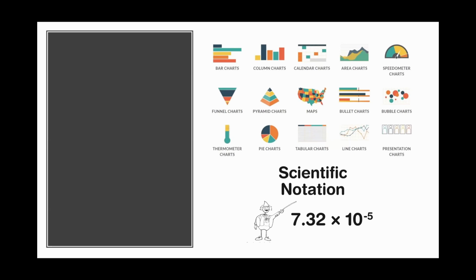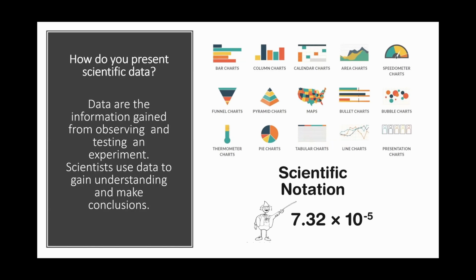So data are the information gained from observing and testing an experiment. Data is actually a plural word. Datum is singular.